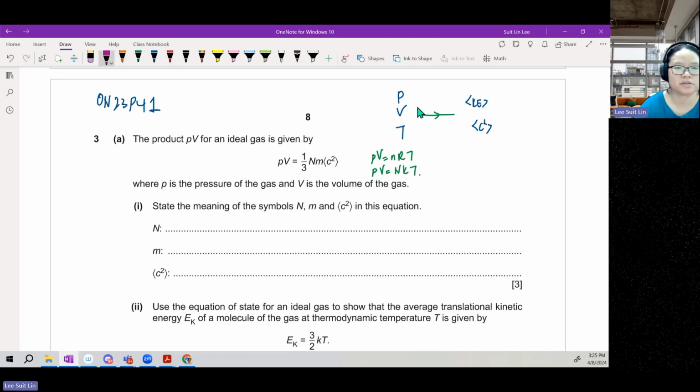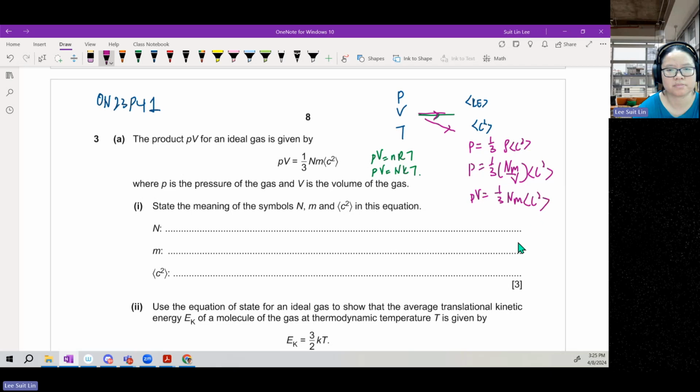But the bridge that links these two includes, for this side, pressure is equal to 1/3 rho c squared, or this form of the equation, because density is Nm/V, c squared. So I rearrange already, I get PV is equal to 1/3 Nm(c) squared. If I compare this and this, which I think they want you to do later, you will be able to get the kinetic energy equation. KE would be equal to half mc squared, which is 3/2 NkT for N particles, 3/2 kT for one particle.